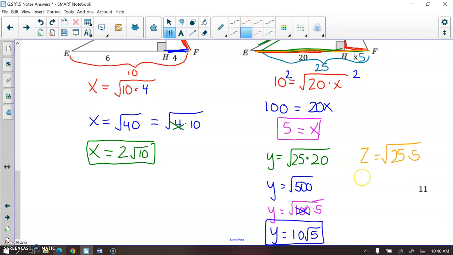Now z is pretty simple because 5 does not have a perfect square factor, but 25 is a perfect square. I can automatically just simplify this right away. So the square root of 25 is 5. I'm going to pull that out. And the square root of 5 cannot be done, and it does not have any perfect square factors, so I just leave it as 5 root 5. Okay, moving on to the next page.